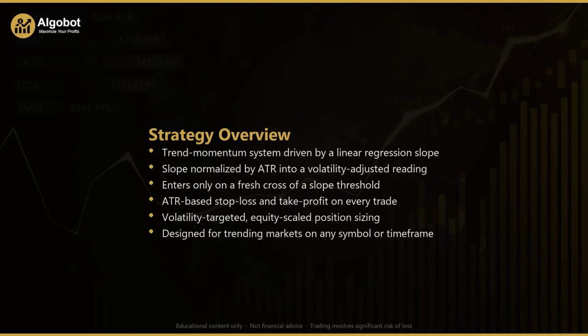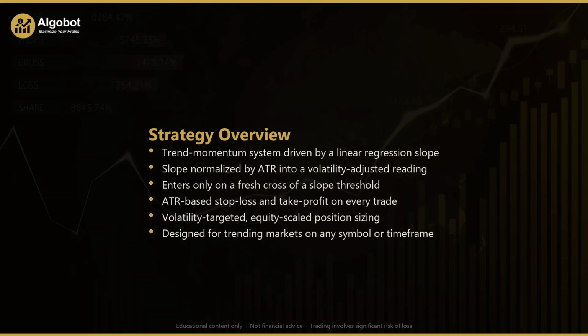So what does this expert advisor actually do? At its heart, Regression Slope Momentum is a trend-following system. Instead of using a classic moving average or an oscillator, it takes the last 20 closing prices and fits a straight line through them using least squares linear regression. The slope of that line tells us how much price is changing per bar on average. A rising slope points to an uptrend, and a falling slope points to a downtrend.